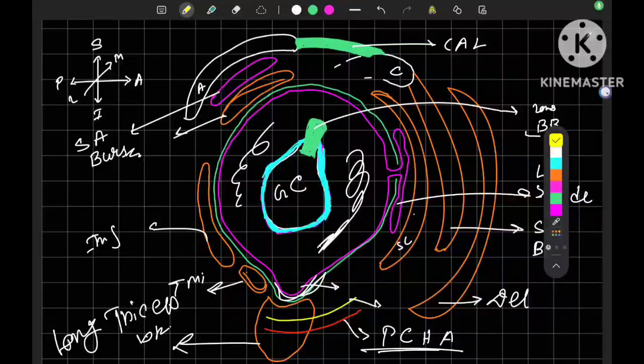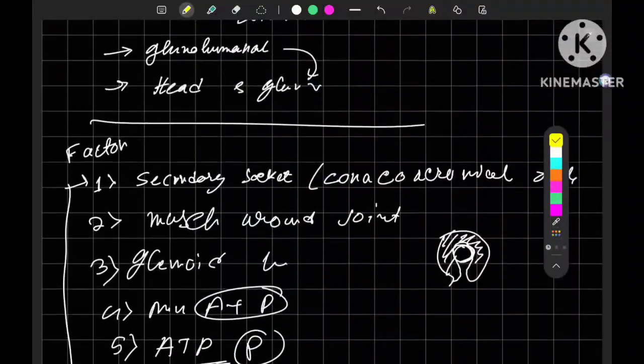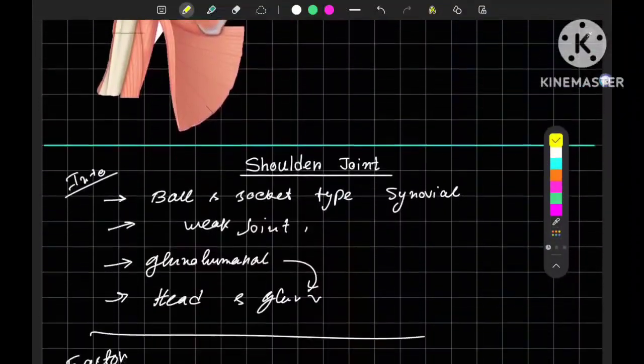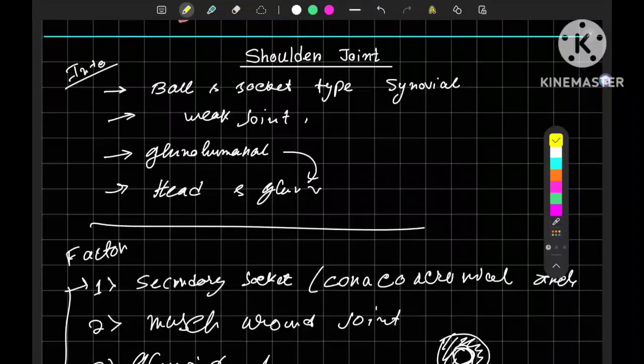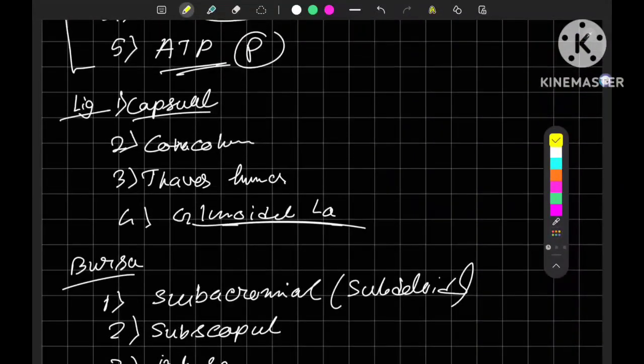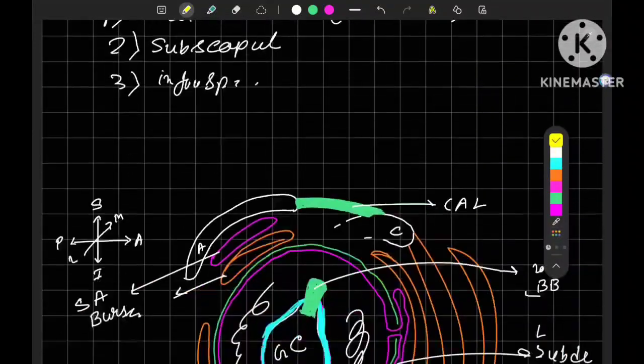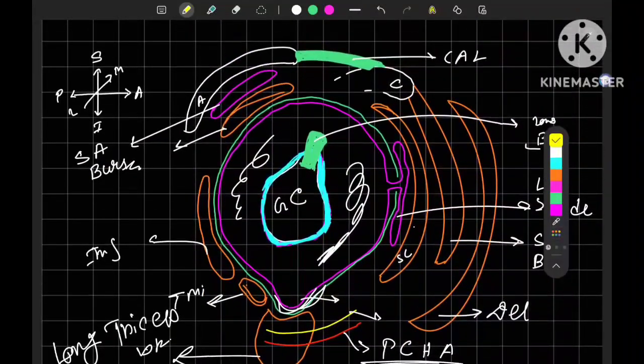Back to the video. This is part 2 of the shoulder joint. We talk about the shoulder joint in this heading. First we told about the introduction part, then factors, the ligament, the bursa, and the picture of the shoulder joint and the lateral view. You have to know every single thing in order to pass the exam, also in the viva.